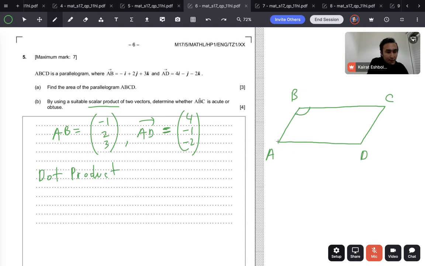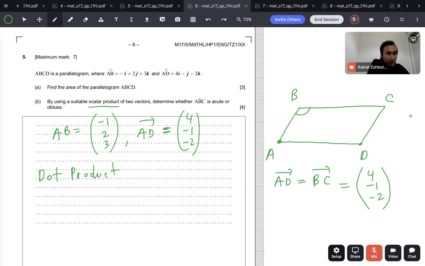Actually, when we go from point A to point D, from this diagram, we know that vector AD is equal to vector BC, because both of them go in the same direction, and they have equal length, because this is a parallelogram. For vectors, the order is very important. B goes first and then C, from B to C. AD means from A to D, in this direction. Which means that BC is the same as AD, which is 4, minus 1, and minus 2.